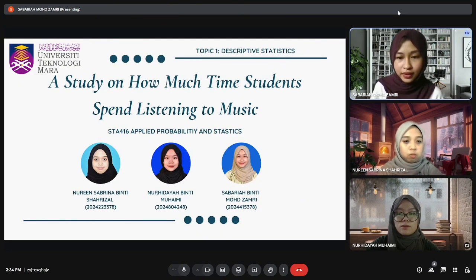Before we begin, let me introduce our team. My name is Sabara binti Muhammad Zamri. My other teammates are Nurin Sabrina binti Sharizal and Nur Hidayah binti Muhaini.